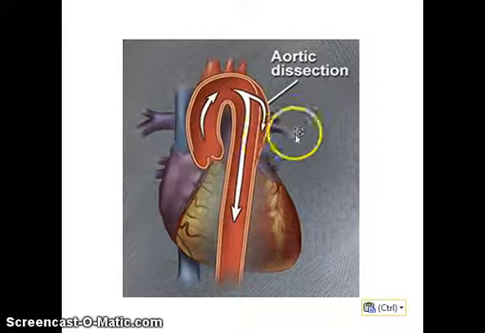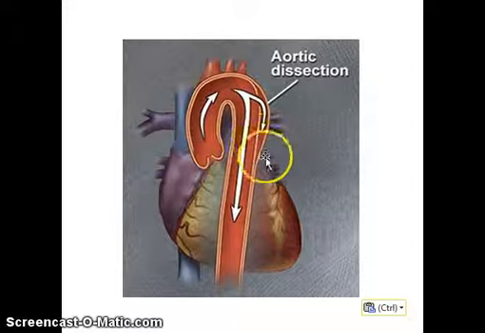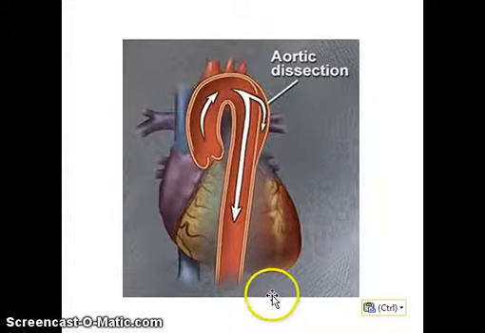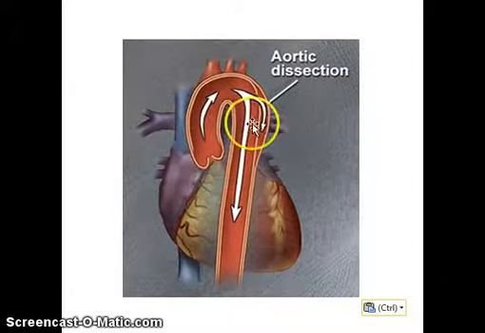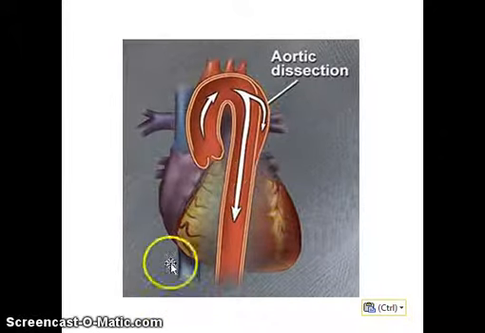And again, this is showing the thoracic aorta, but these tears a lot of times do start in the thoracic aorta and then they tear all the way down to the abdominal aorta. And so that's what an aortic dissection is, a separation of the layers of the artery.